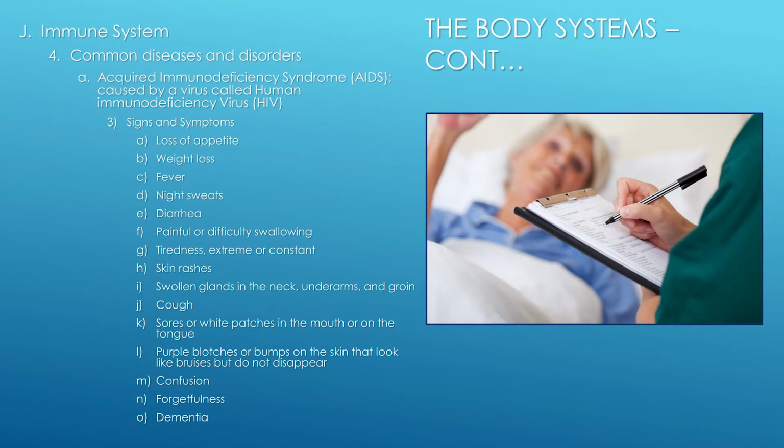Signs and symptoms: loss of appetite, weight loss, fever, night sweats, diarrhea, painful or difficulty swallowing, tiredness, extreme or constant, skin rashes, swollen glands in the neck, underarms and groin, cough, sores or white patches in the mouth or on the tongue, purple blotches or bumps on the skin that look like bruises but do not disappear, confusion, forgetfulness, and dementia.